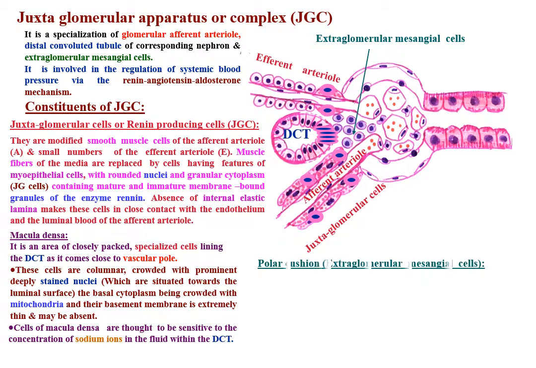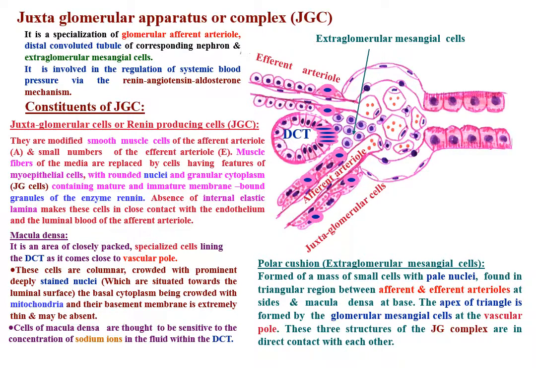Extraglomerular mesangial cells, or Polkissen cells, is a mass of small cells with pale nuclei. It is found in the triangular region between the afferent and efferent arterioles at the sides and the macula densa at the base. The apex of the triangle is formed by the glomerular mesangial cells at the vascular pole. These three structures of the juxtaglomerular complex are in direct contact with each other.